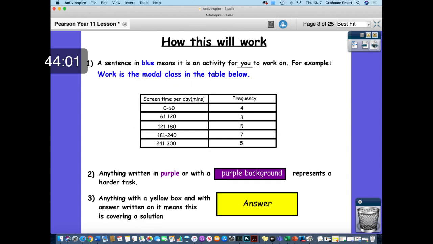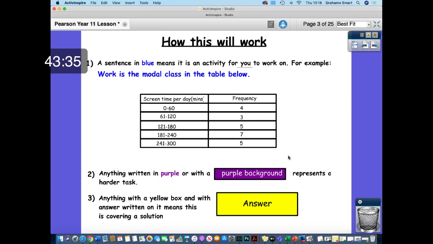So, how does it work? Well, most of you that have joined us before will already know how it works. Anything in blue is for you to have a go at. So, if I said work out the modal interval or modal class from the table below, that's in blue. That's an instruction, effectively. Anything written in purple or with a purple background is something a little bit harder or something a bit different. And in today's session, there'll be a lot of thinking going on.